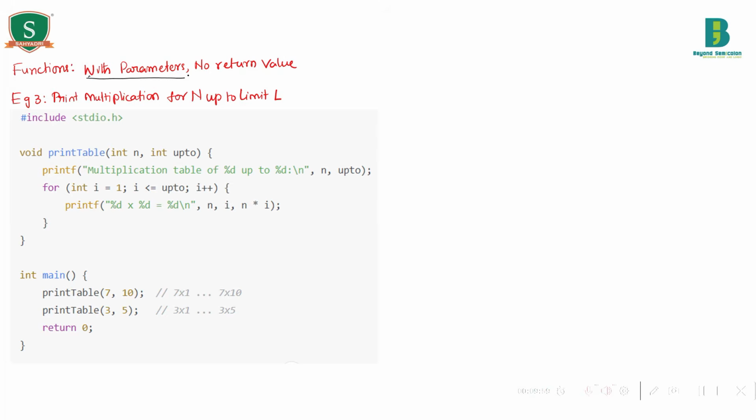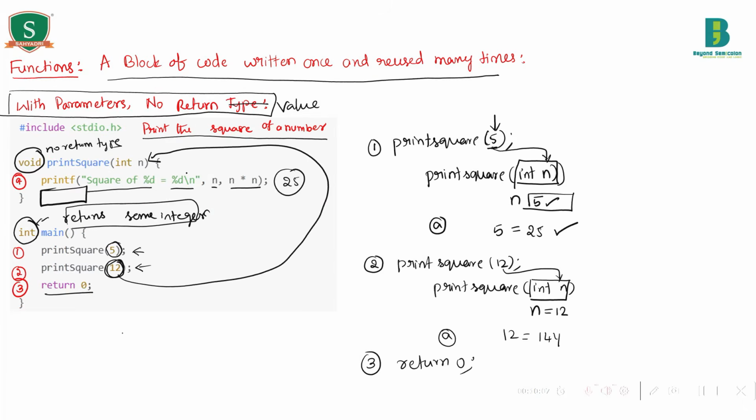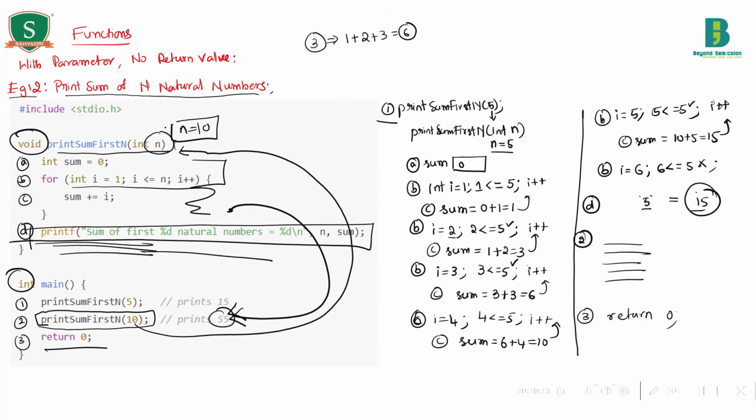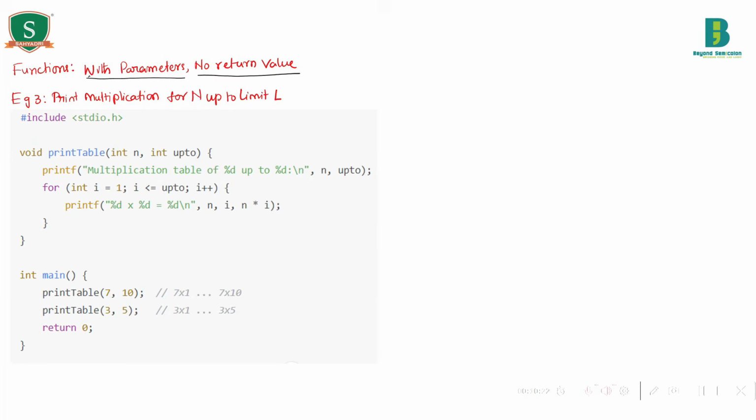Functions with parameters, no return value. Example number 3. In the previous 2 examples, what have we seen? One example was a simple program that squares a number and prints the value. Next, another function, sum of n natural numbers. If you give 3 as the input, 1 plus 2 plus 3 is equal to 6, and that value will be printed. It is not returning, it is only printing the value.